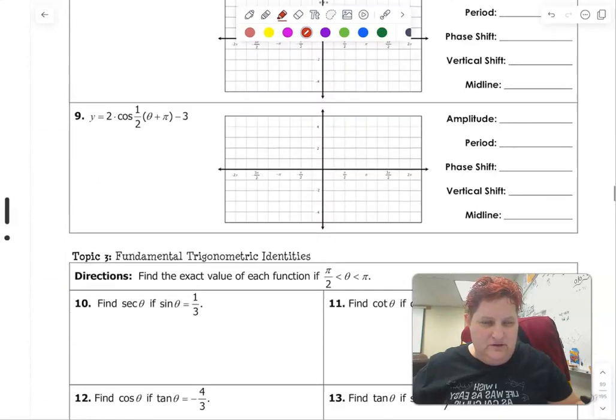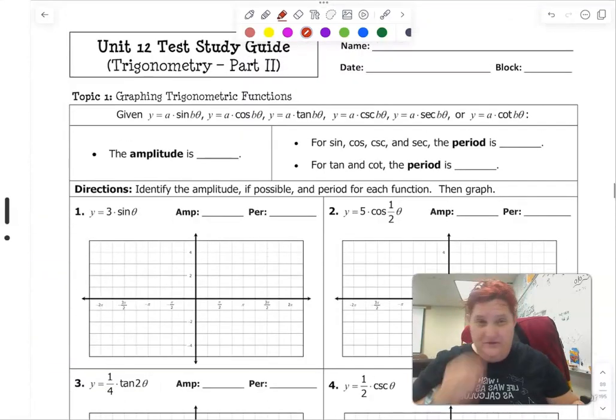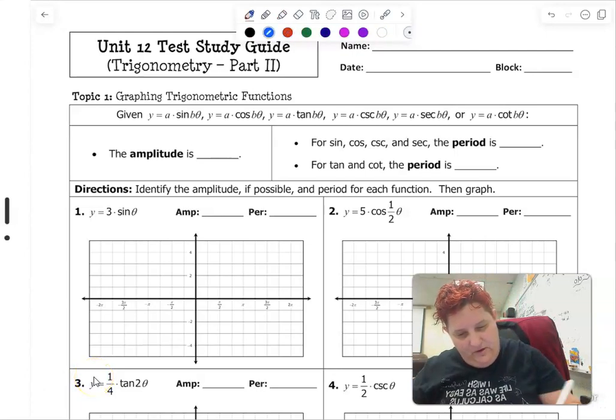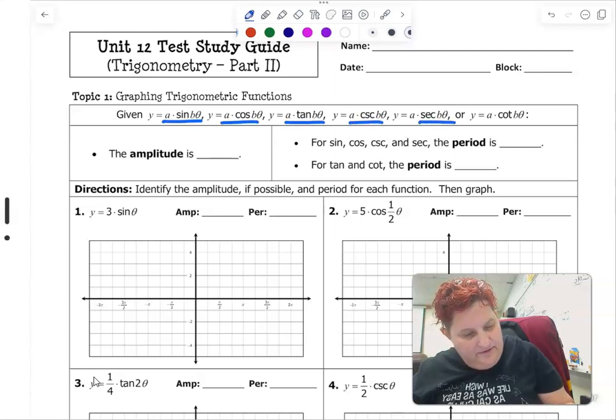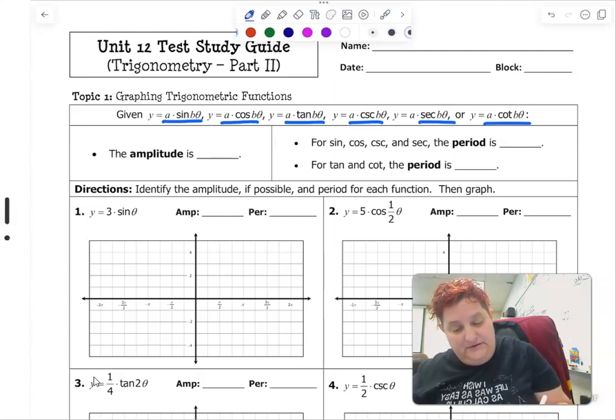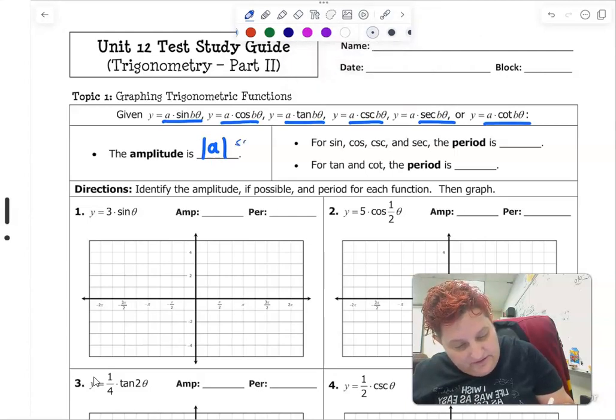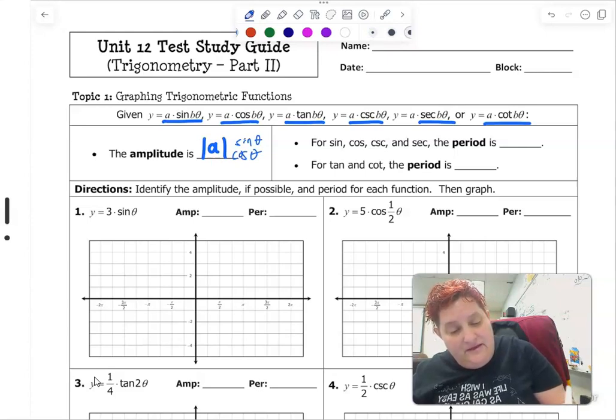Now your test is going to look extremely similar to this review. So let's get started. First of all, for every trig function, you guys can see these trig functions down here: sine, cosine, tan, cosecant, secant, cotangent, right? Let's say it like this. The amplitude is the absolute value of A. Now, this is for sine and cosine. For everything else, the amplitude is none.